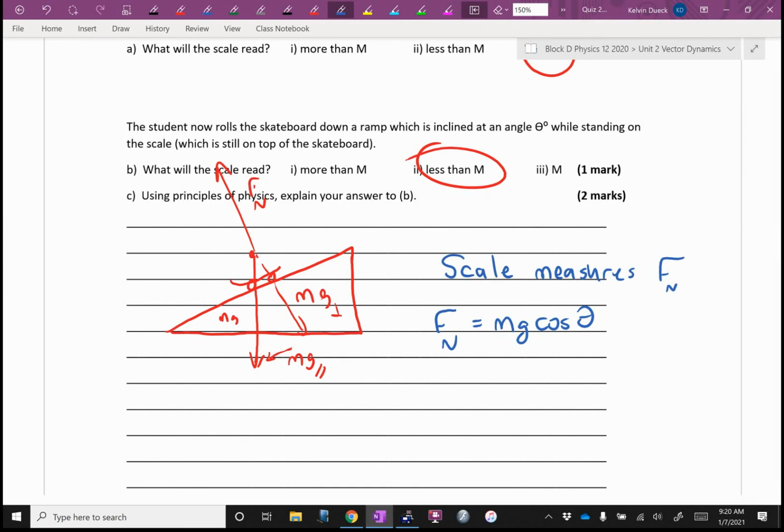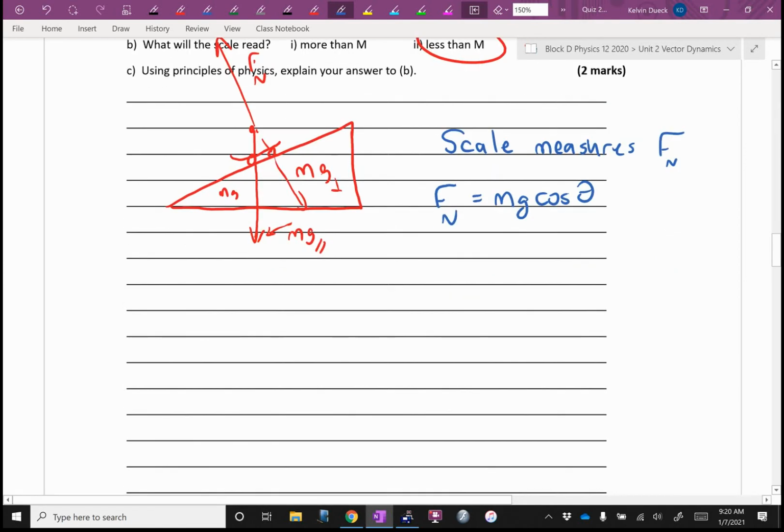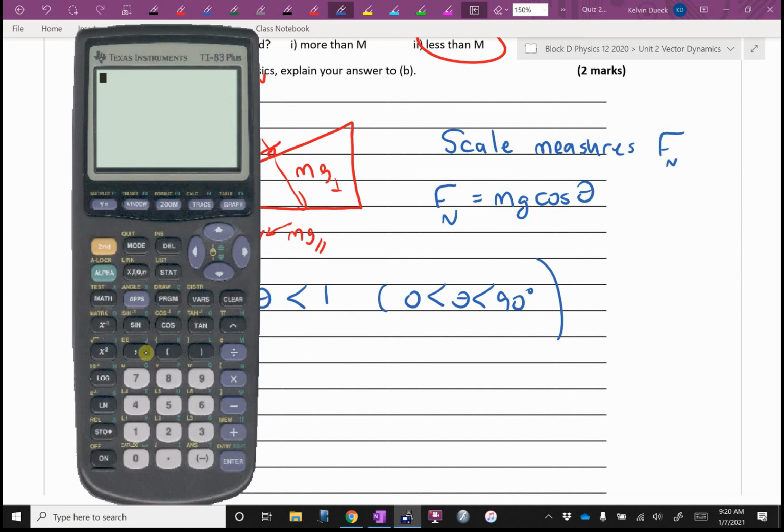I'm going to go a little nerd on you. If you play around with your calculator, cosine of theta is always less than 1, where theta is between 0 and 90 degrees. If you try any cosine value, cos 75, is that a decimal less than 1? Cos 3? Cos 89? Cos 22? Anytime you multiply something by less than 1, you get a smaller answer. Okay?